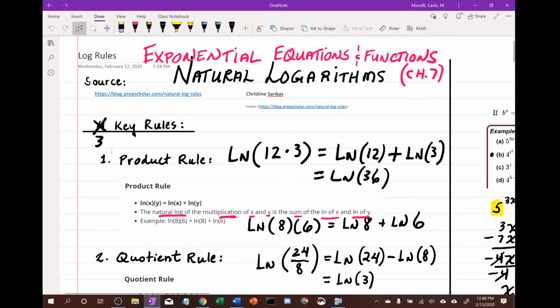In 5th period, Algebra 1 on Thursday, February 13th, 2020. Learning about exponential equations and functions from Chapter 7 of the McGraw-Hill textbook. And today's topic is natural logarithms.